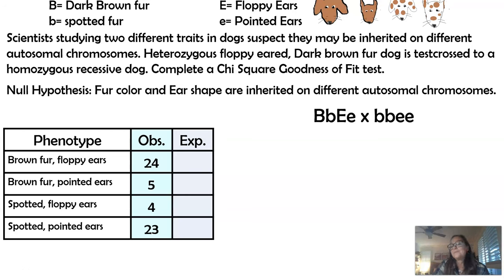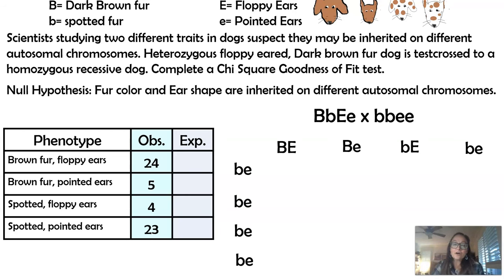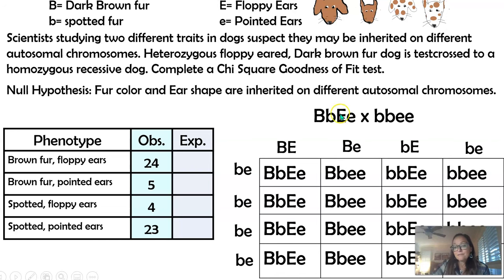So here's our cross. We have that dihybrid dog heterozygous for both traits and a dog who's homozygous recessive for both. The first dog, these four groups of letters, represent the possible gametes if these traits are inherited on different chromosomes based on Mendel's law of independent assortment. Now the other homozygous recessive dog, all of its gametes will be recessive for both traits. Those are the only alleles it has to give. So then you can fill in a Punnett square.